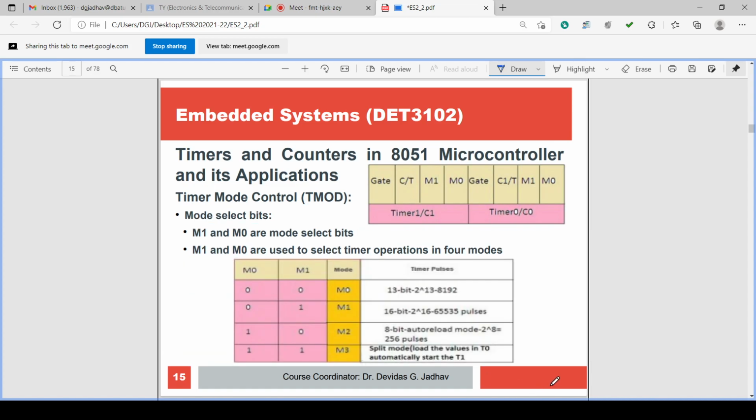What are those modes? The timer mode control TMOD, the mode select bits are there. M1 and M0 both are mode select bits. M1 and M0 are used to select timer operation in 4 modes. Which are the 4 modes? M0 and M1: 00, 01, 10, 11.